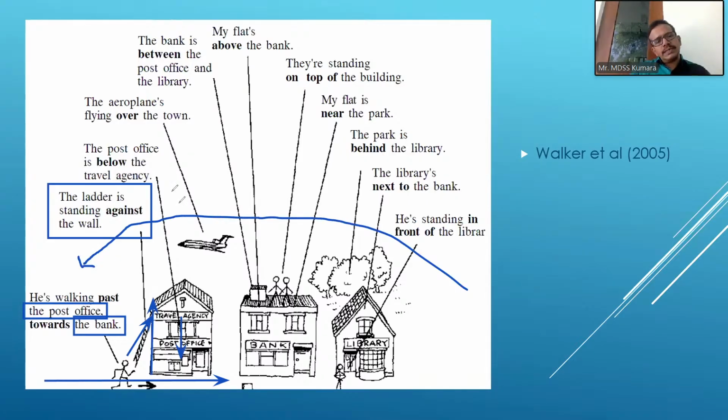Regarding movement, when over is used, the surfaces do not have to touch each other. But for still positions, when you say over, usually the surfaces are touching each other.